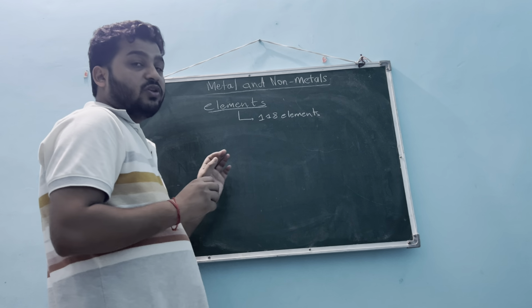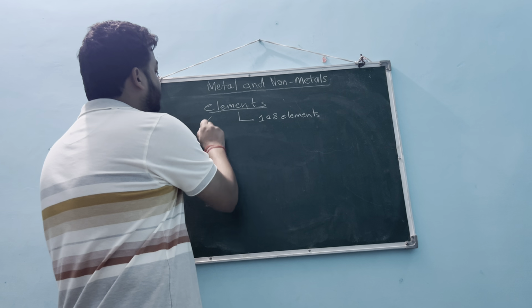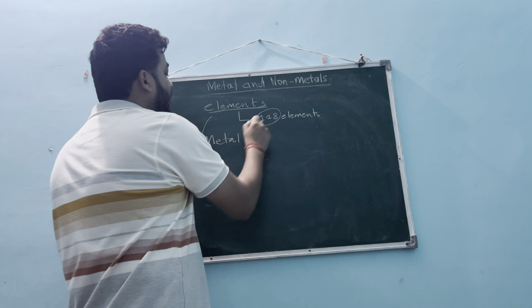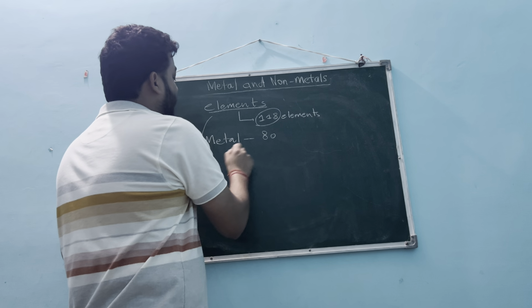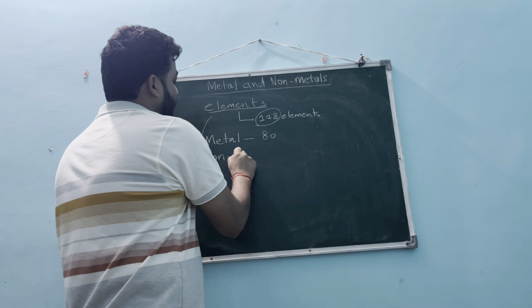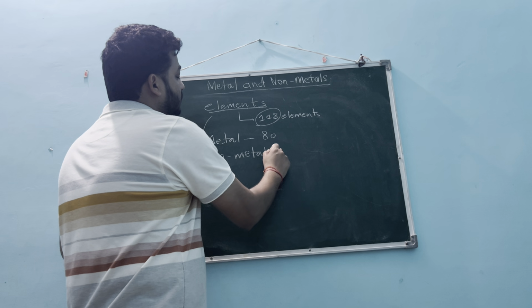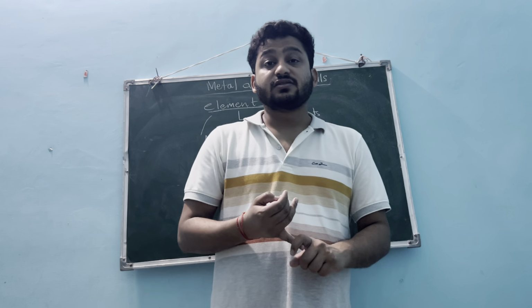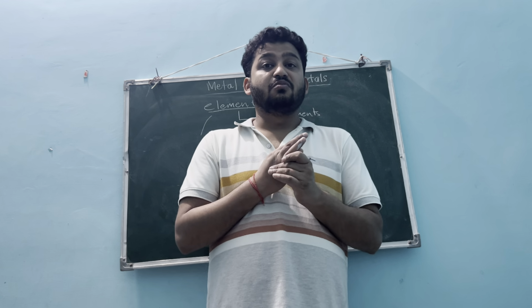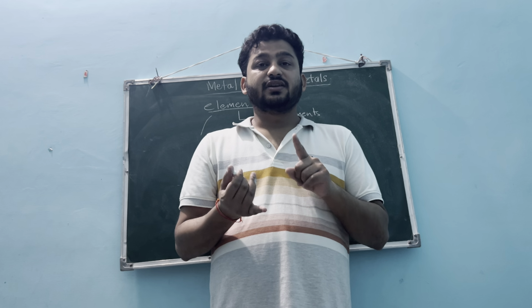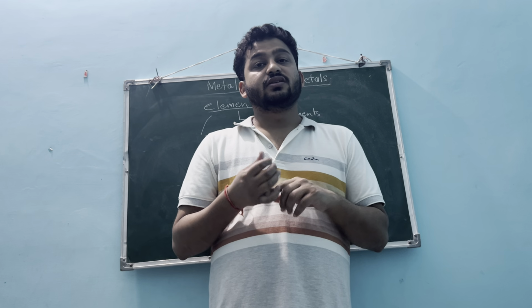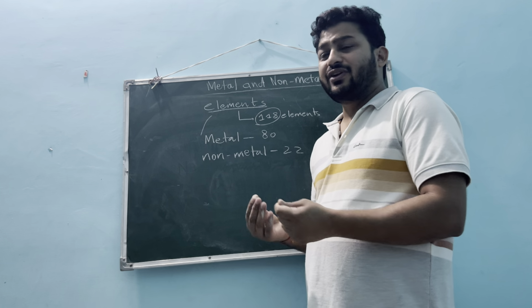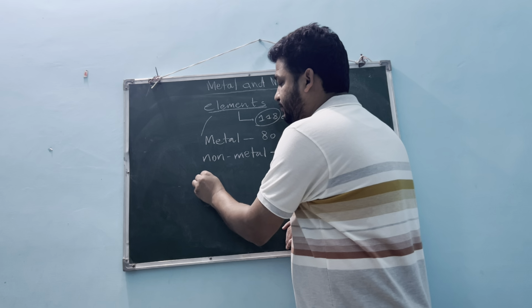If we talk about how many of them are metals and how many are non-metals, then out of 118 elements, there are 80 metals and 22 non-metals, right? There are so many metals on the earth, but still ocean, earth and air are mostly constituted of non-metals.